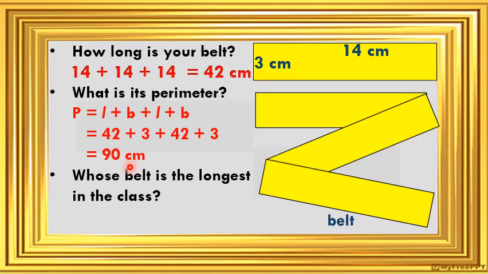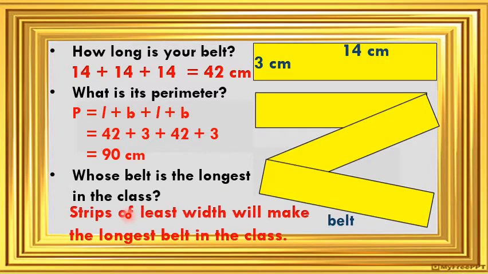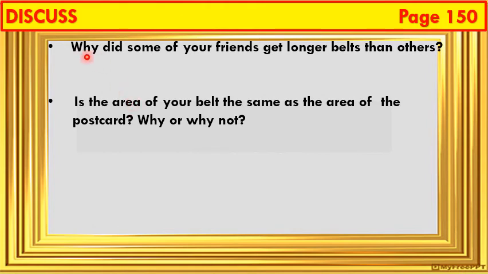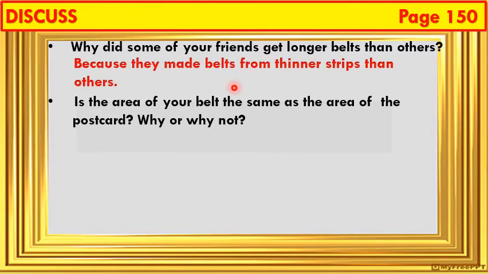Third question, whose belt is the longest in the class? Now children, if someone in your class makes a belt using thin strips, that is strips of least width, they will be able to make the longest belt in the class. Because if thin strips are cut from the postcard, then more strips can be formed and the length of the belt also will increase. Discuss. Why did some of your friends get longer belts than others? Because they made belts from thinner strips than others.